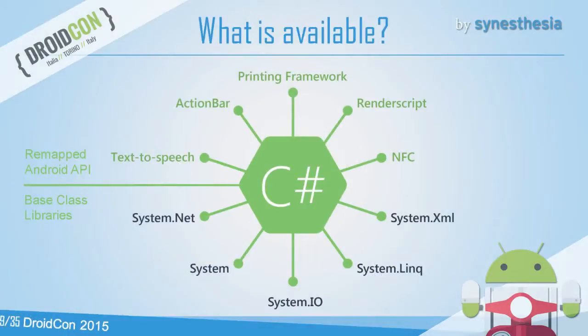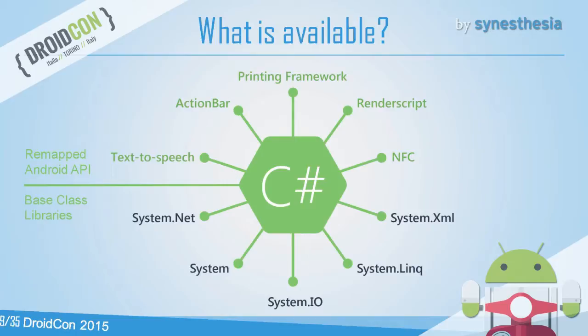So as said, underneath you have the .NET runtime, so you get everything .NET has. On the bottom, you see System.Net for network access, System for basic stuff, System.IO for file access, and so on. LINQ, which we'll see in a couple of minutes, and so on.